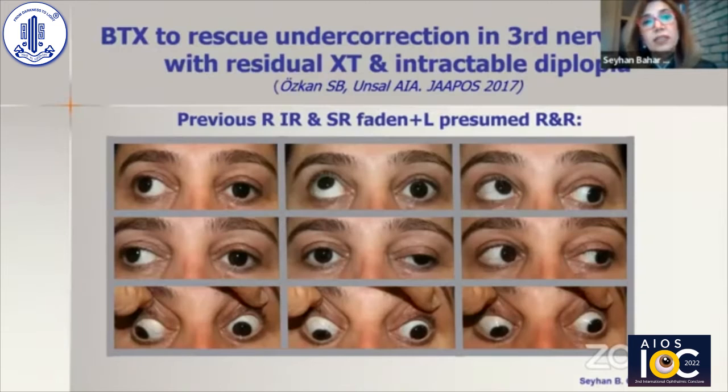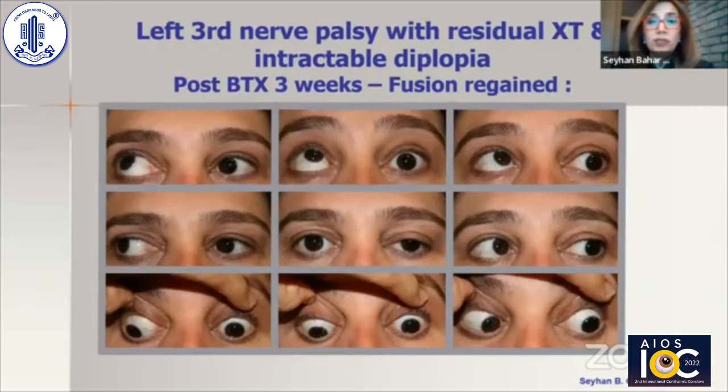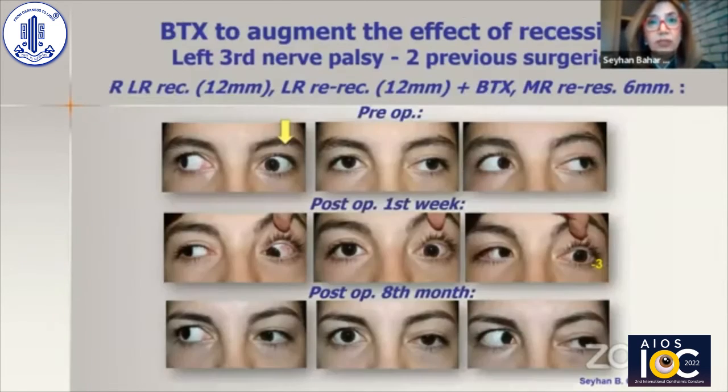And that lady has 2 previous operations, and she had third nerve palsy in the left eye. And she also had intractable diplopia, which did not respond to prism therapy. So in this lady, you can see the limitation of adduction here, and toxin was injected into the left lateral rectus muscle. And after toxin injection, you see how the adduction improved, and she started to fuse, and it was possible to obtain a permanent result as she started to fuse afterwards.